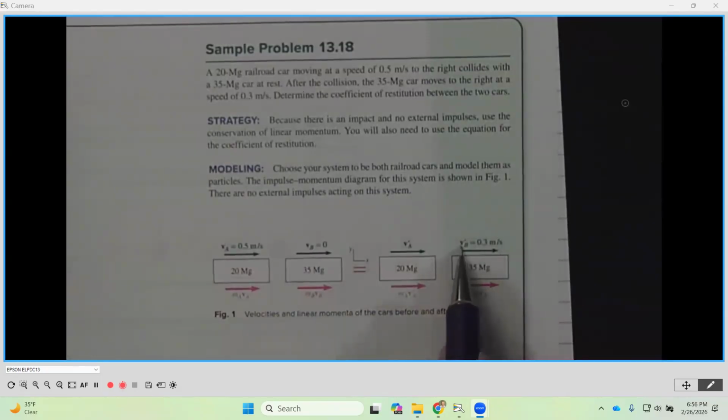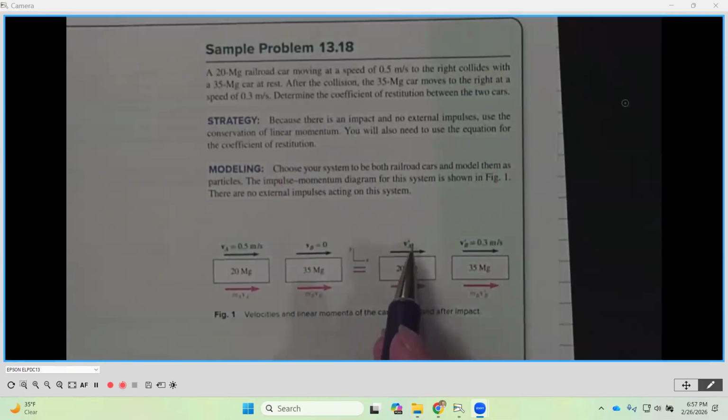So you can see here we have a VB prime. Okay, so VB before, VB prime after. And what we want to find out is how fast is car A going once it's done, after the collision. And then they want us to determine the coefficient of restitution between the two cars. So we'll be figuring out how fast A is going after, so VA prime, and then using that value to calculate that E, that coefficient of restitution.